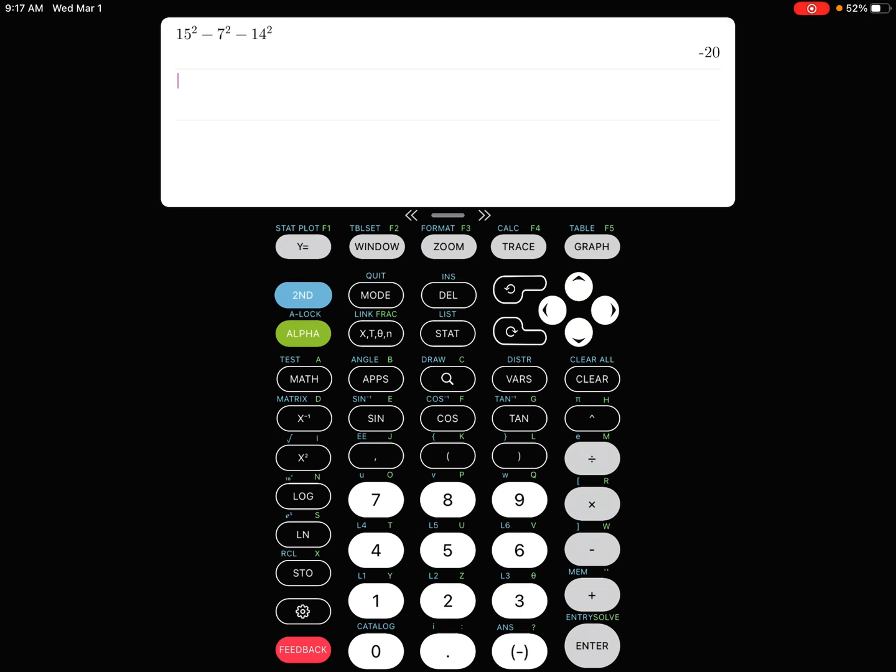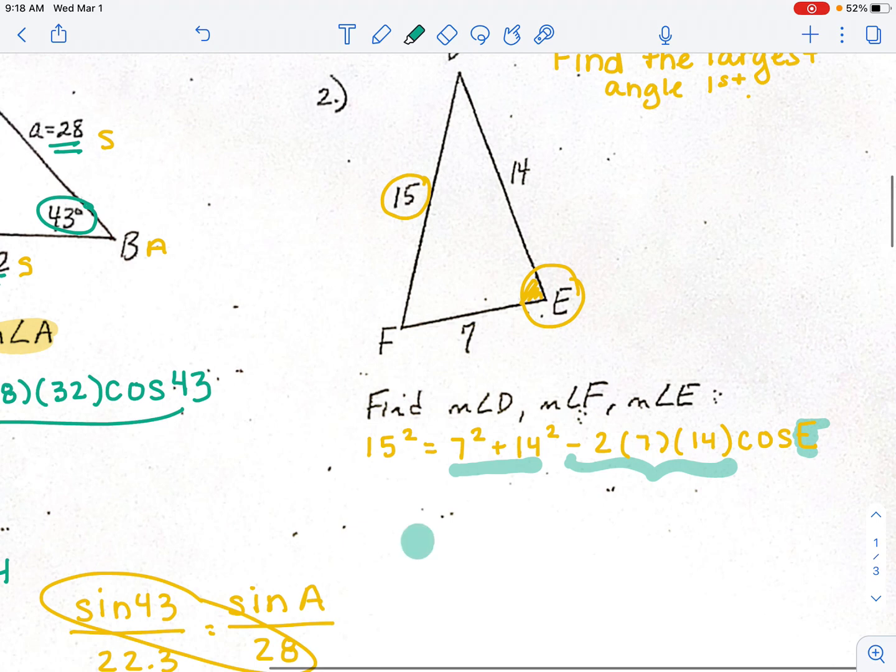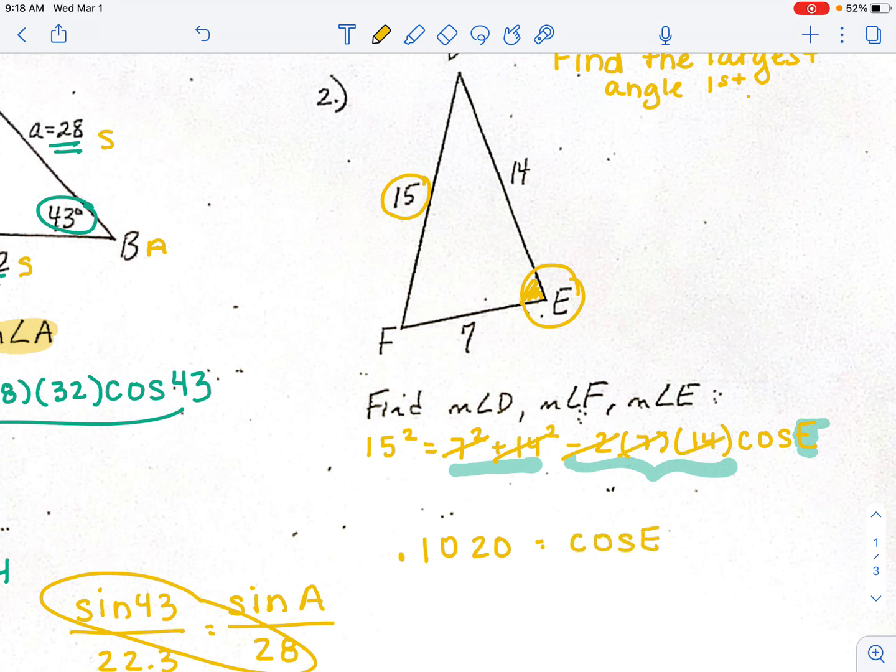Now I need to get rid of the negative 2, the 7, and the 14. I get rid of each of those by doing division. So divided by negative 2, enter. Divided by 7, enter. And then divided by 14, enter. And I get 0.1020. So right now what that looks like is I've got 0.1020 equals. So I've gotten rid of everything, and all that's left is the cosine of E.